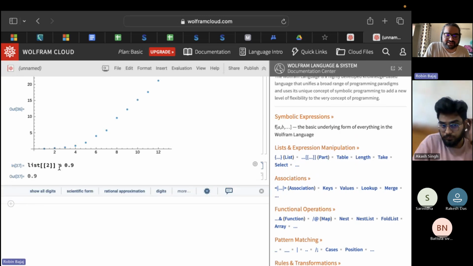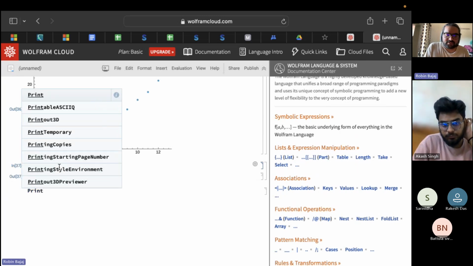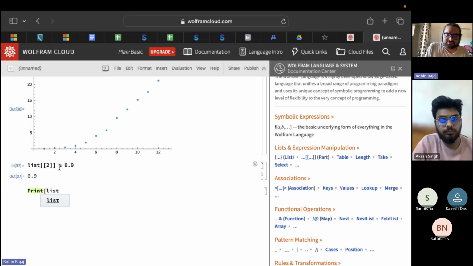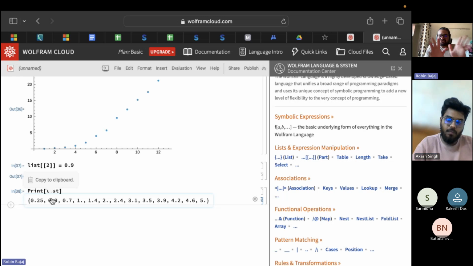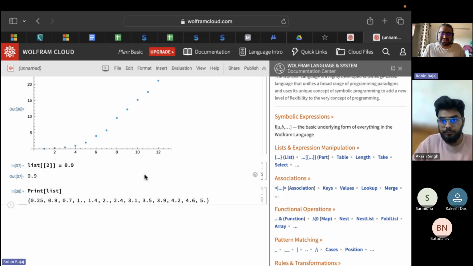Now let's print the list. It's just like print. So print list. You see the second element has been changed to 0.9. Yes, sir. So what I'm trying to say is nothing is different. It's all a matter of the brackets and the words which you use here and there, that is different. Okay, so that is one thing.